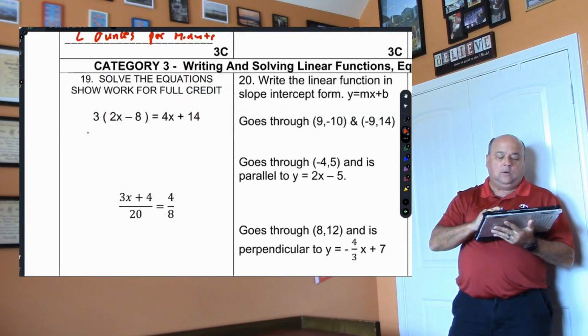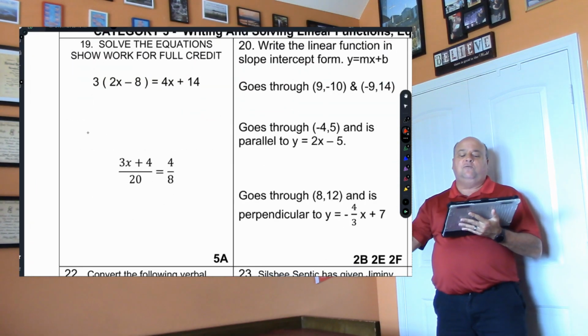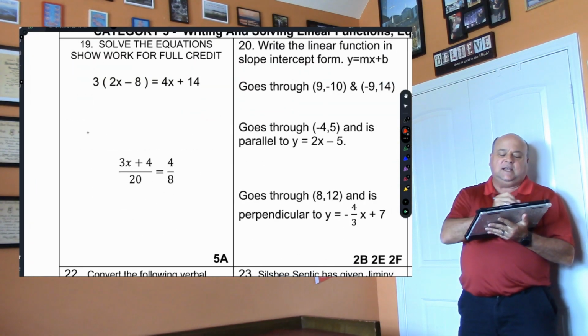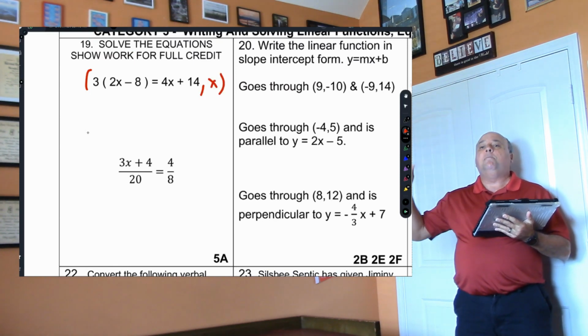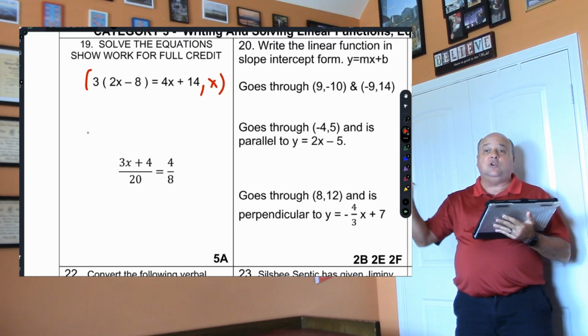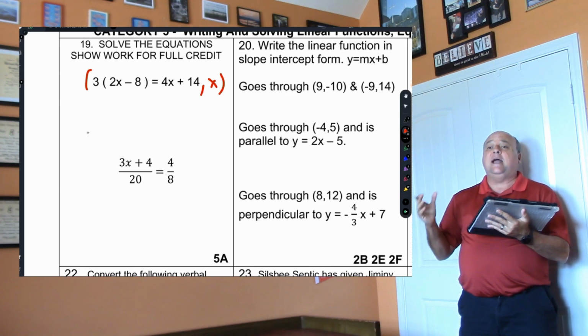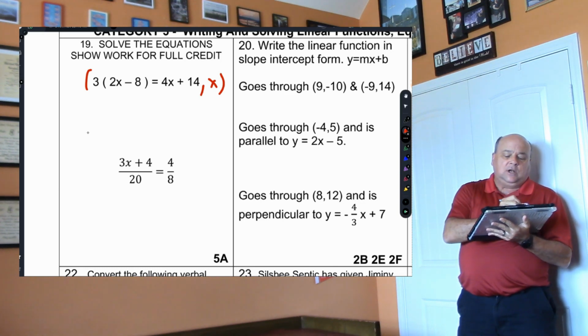Solve the equation, show full work for credit. You're going to do this in NSolve. If you were to do it in NSolve, you would do this. Make sure you can do this by hand. If you go into geometry, you're going to have to do this work by hand. So let's work this out.